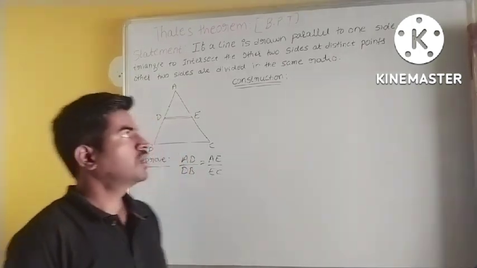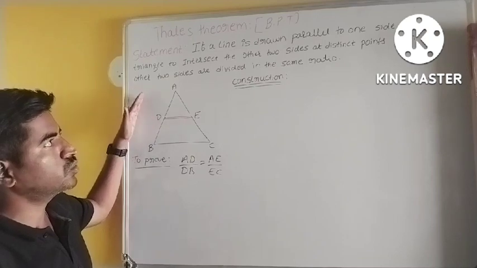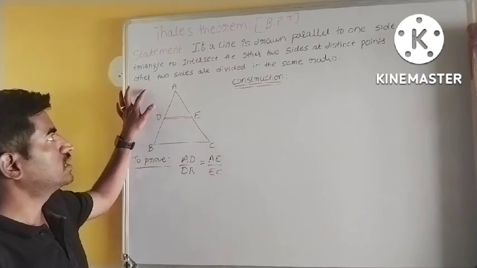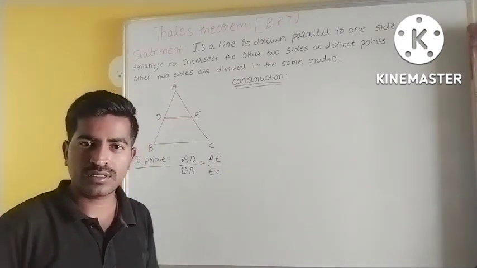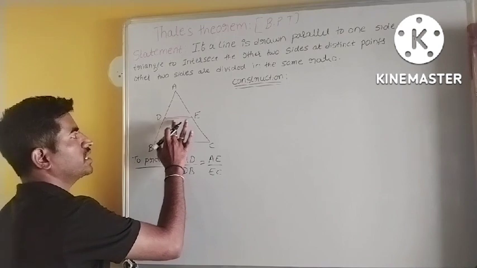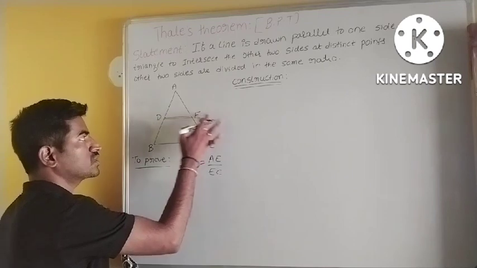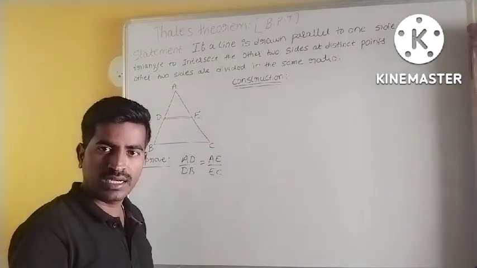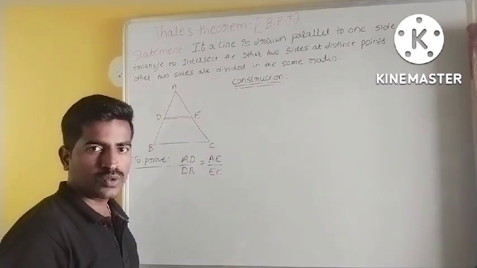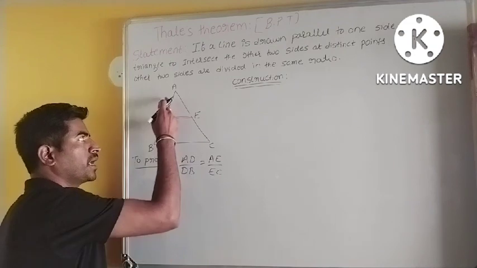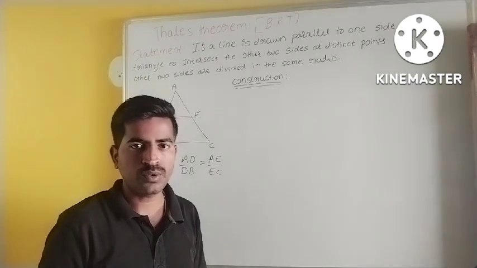Okay, here is the theorem. If a line is drawn parallel to one side of a triangle to intersect the other two sides at distinct points, then the other two sides are divided in the same ratio. So the meaning of this statement is that whenever a line is drawn parallel to any one side of a triangle to intersect the other two sides at distinct points, say D and E, then the other two sides are divided in the same ratio. So that means we have to prove that AD by DB is equal to AE by EC. Okay, we need to prove this.